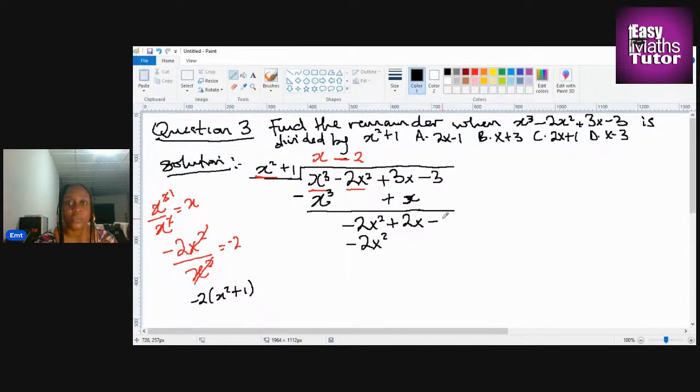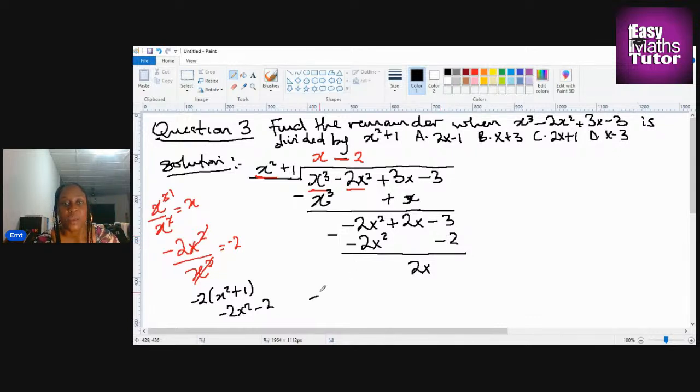Sorry, we'll also bring this down. Okay, so we'll have minus 2x squared minus 2x squared minus 2. Minus 2 will be written here, and then we will subtract. So this will give us 0. This will give us 2x. This becomes plus because we are subtracting.